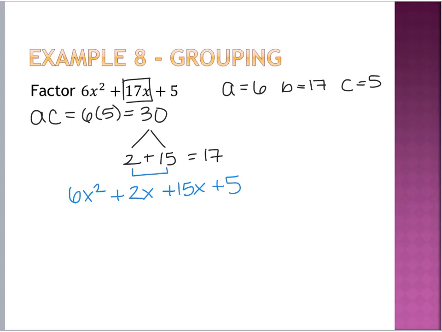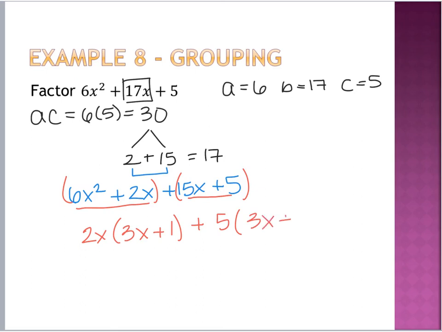I'm going to go ahead and group my first two terms and my last two terms, and then I'm going to look for common factors. So with 6x squared and 2x, I can take a 2x out, and I'll be left with 3x plus 1. Then I have plus, and then when I have 15x and 5, I can take a 5 out of both, and that gives me 3x plus 1. I will double check that I have 3x plus 1 in this binomial and 3x plus 1 in this one, which I do. That makes me very happy.